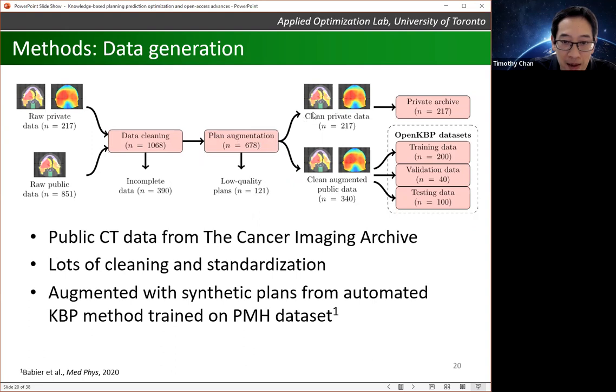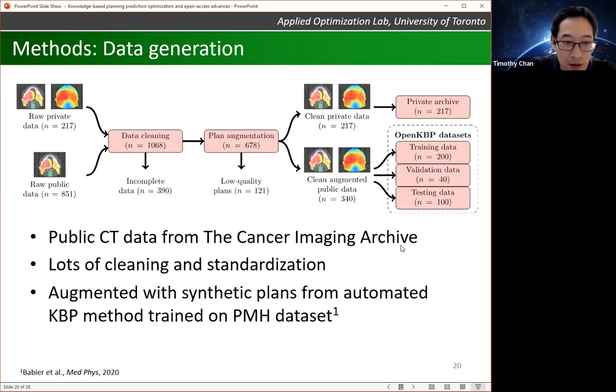And then we split that back up into the private data that we started with and the public data that has now been augmented with these artificial plans. The private data got stored away. We never look at it again. Only this cleaned and augmented public data did we use going forward. And this data set we split into 200 for training, 40 for validation, and 100 for testing.